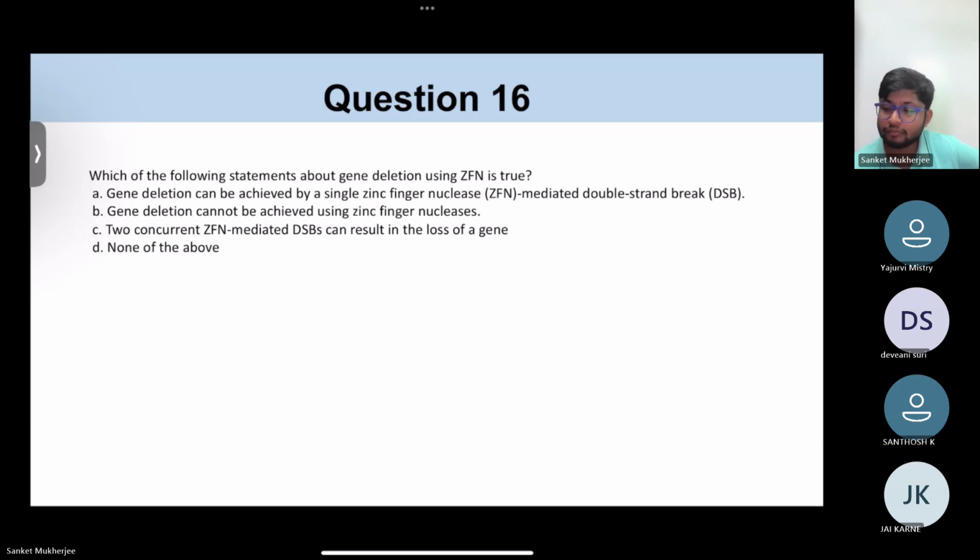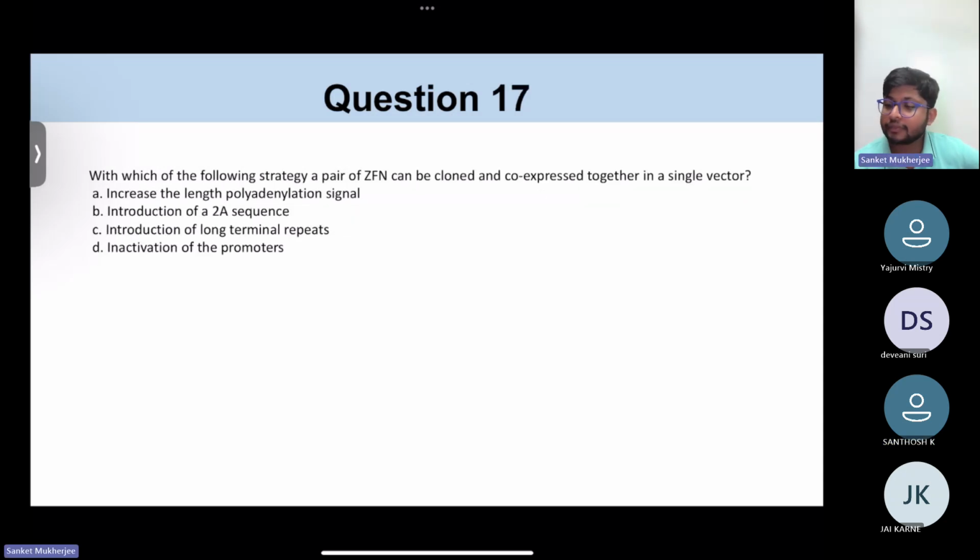C. You're right. With which of the following strategies can a pair of zinc finger nucleases be cloned and co-expressed together in a single vector? Increase the length of polyadenylation signal, introduction of a 2A sequence, introduction of long terminal repeats, or inactivation of promoters.